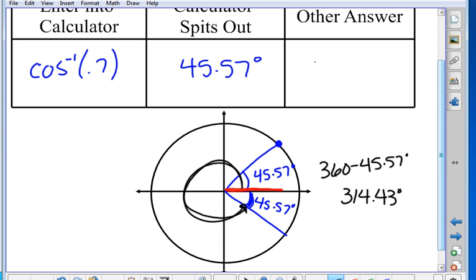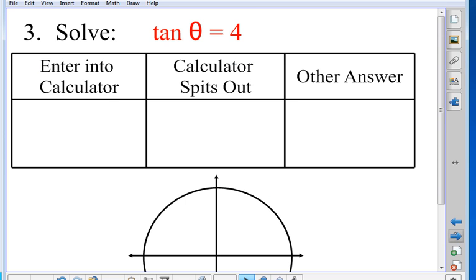Okay, so that would be my other angle. Because in quadrant 1 and in quadrant 4, the cosine, or the x value, is a positive 0.7, so I need both angles. All right, here's a tangent one.